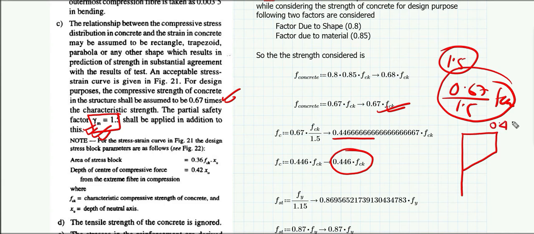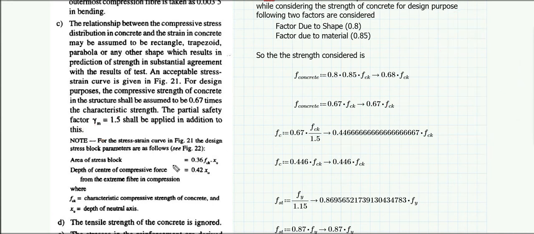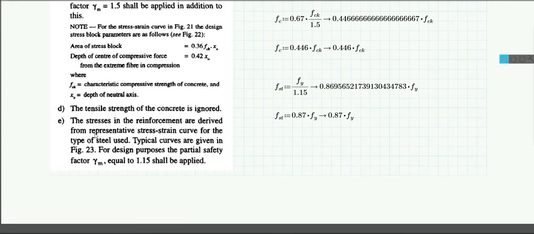This is 0.446 FCK. FCK is the characteristic compressive strength. So remember this value. This value is very important. Remember also the maximum strain in concrete, that is 0.0035. This is also important. We will see how in most cases we will be using these values. In the next class we will discuss the clause again, but before that let's see the next clause.